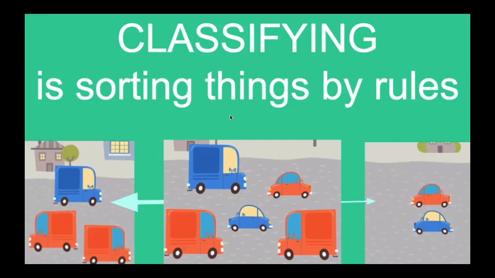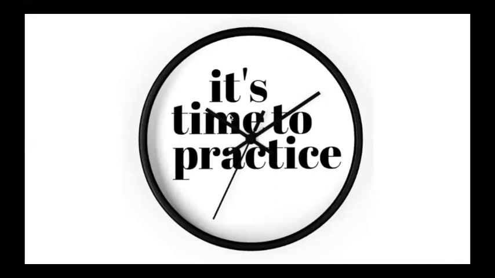So this is classifying. So now you know two science process skills. Number one is observing from the previous lesson, and number two, classifying. So this is it for today. Now you have to make some practice, okay? So find worksheet number 3 and complete worksheet number 3.